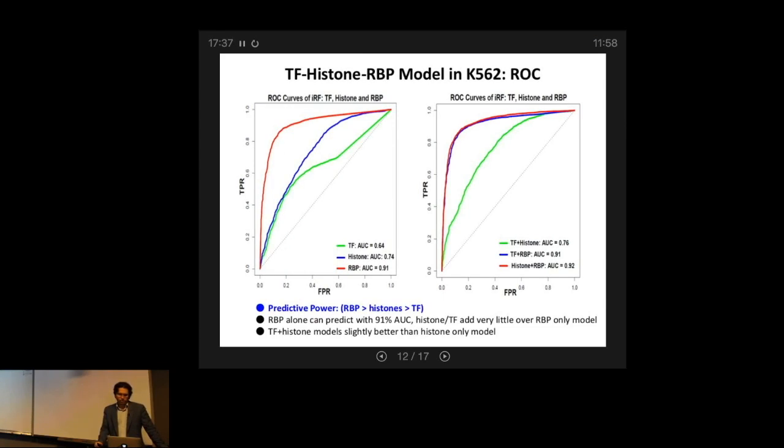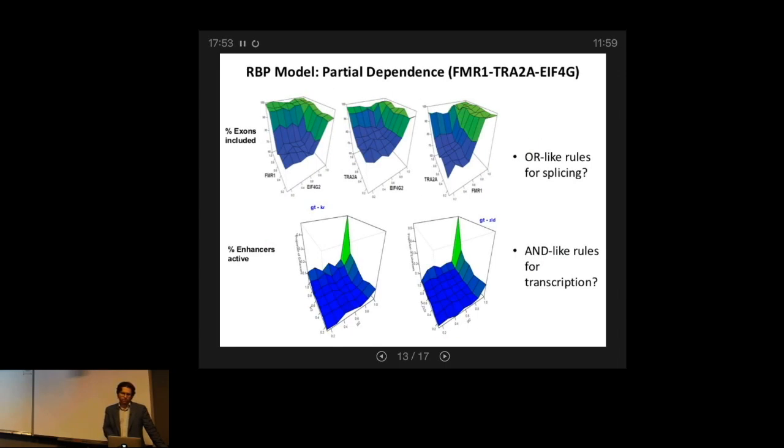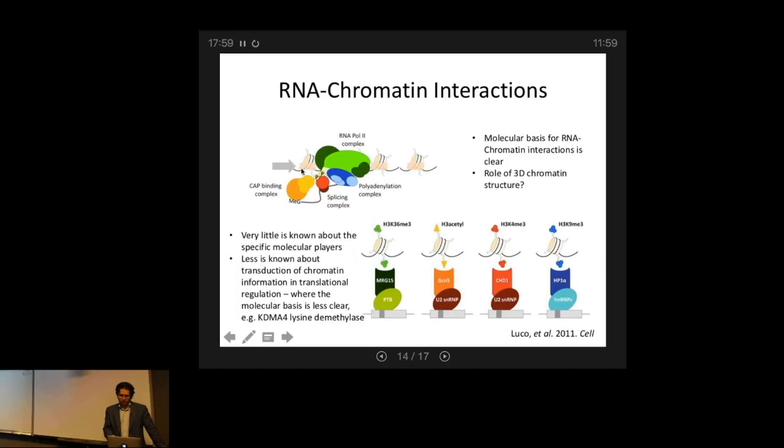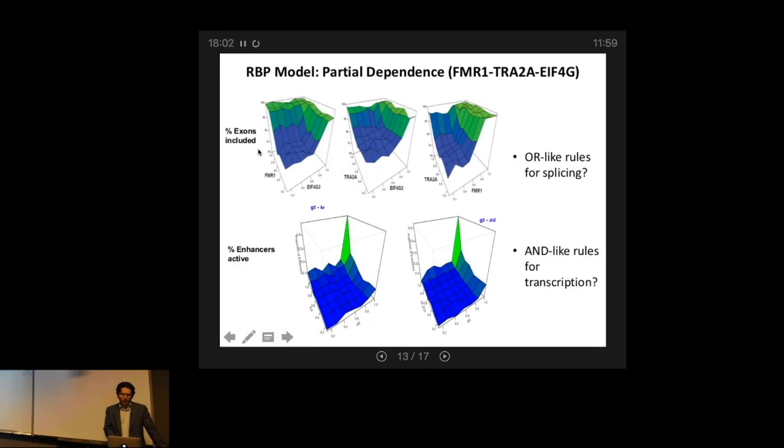When you include transcription factors along with histones, you don't do much better than just histones alone. When you include RNA binding proteins, particularly members of the spliceosome, you can predict splicing with almost deterministic accuracy. And what's interesting, if you look at the interaction rules and the form of the interaction between RNA binding factors, as a function of the level of RNA binding factor as detected by eCLIP, and look at the percent exon inclusion, or the likelihood that a given exon will be included in a mature transcript, you see that the rule has an OR-like structure.